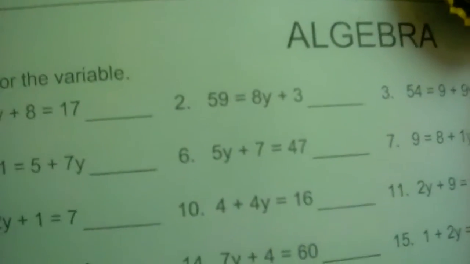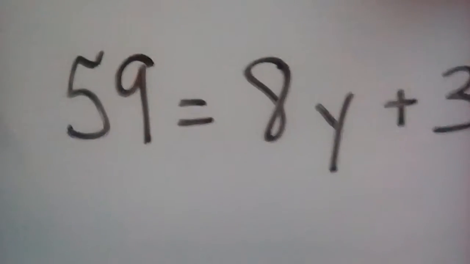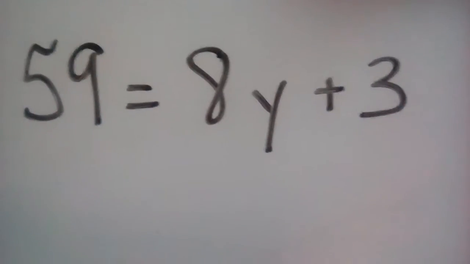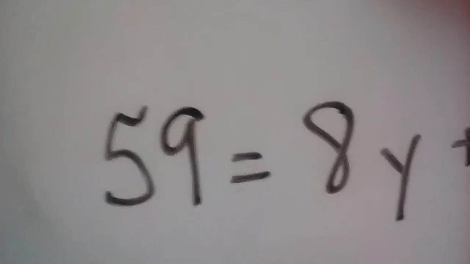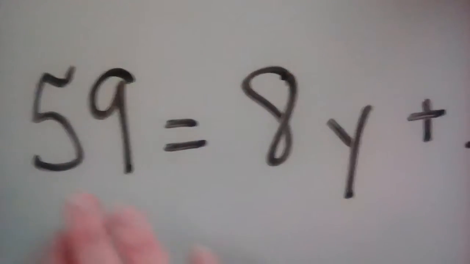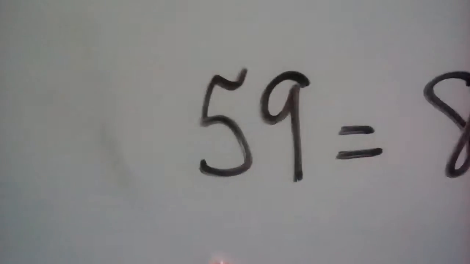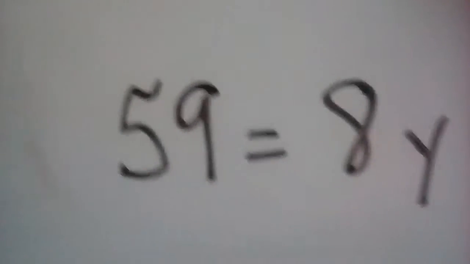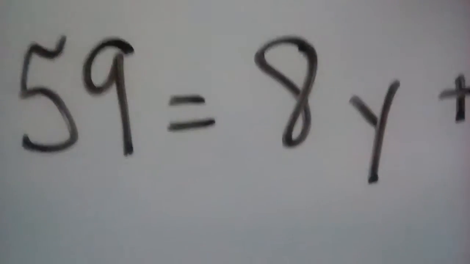So I have written down, this is problem number 2. Okay, I wrote it down here. We have 59 is equal to 8y plus 3. Now remember, this is like a teeter-totter. Whatever you do to one side, you're going to have to do to the other. If I do something to 59, I got to do something over here, and the same thing the other way around. We got to keep it equal. That's what that equal sign means, that you want to keep each side equal, so that means the same thing.